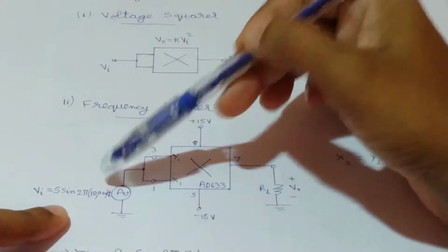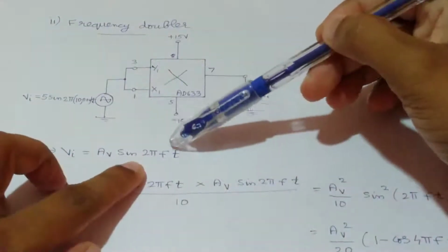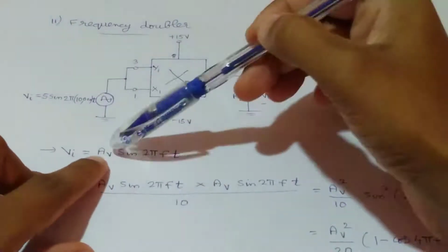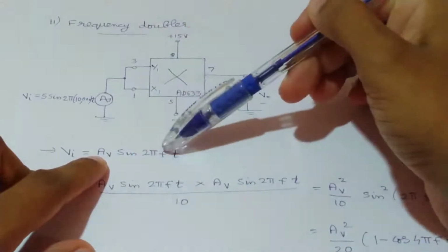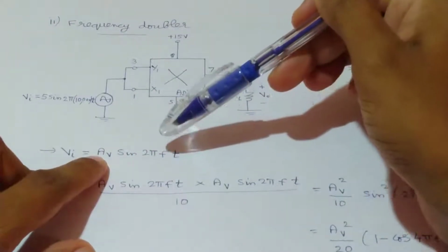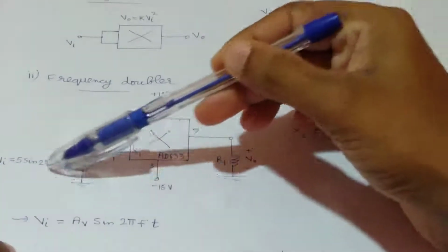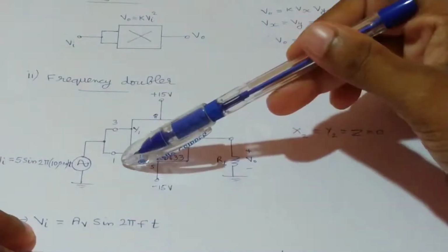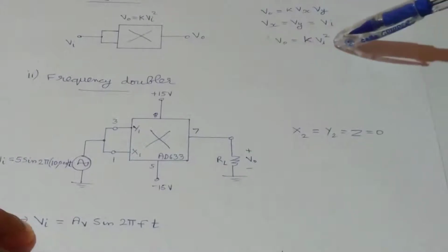To know how this circuit works, consider Vy as Av into sine 2 pi ft. This is the general form of a sinusoidal signal. Av is the peak amplitude of the sinusoidal signal and f is the frequency of that sinusoidal signal. And here in this frequency doubler circuit, we are applying the same input to both Vx and Vy terminals. Hence, as we saw in the previous case, our output will be K into Vi square.